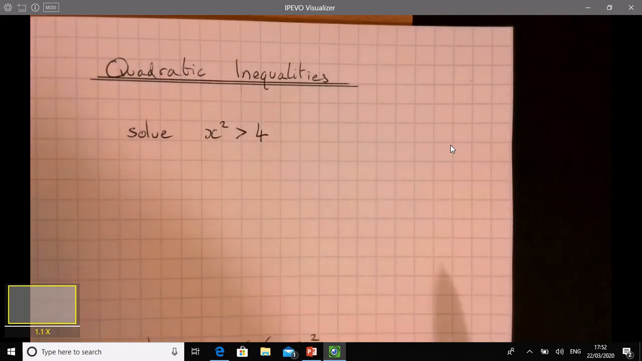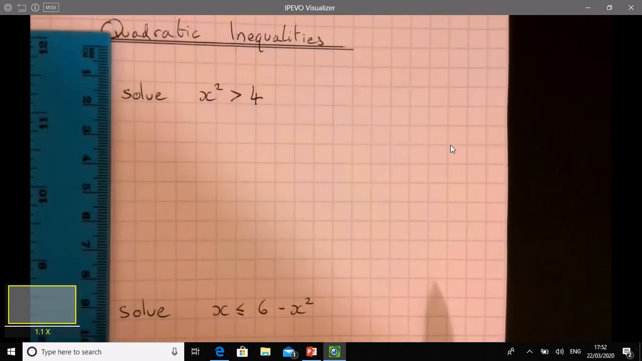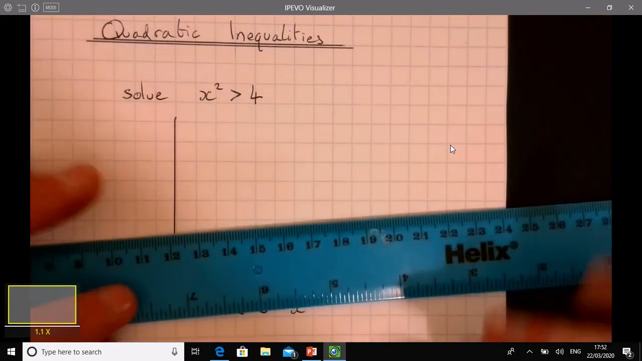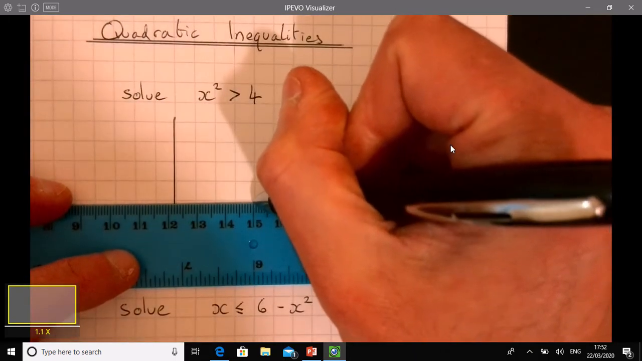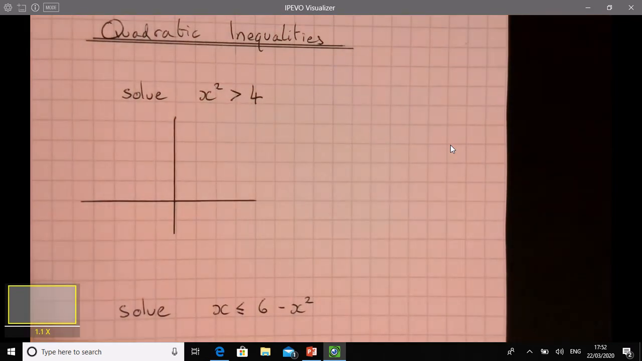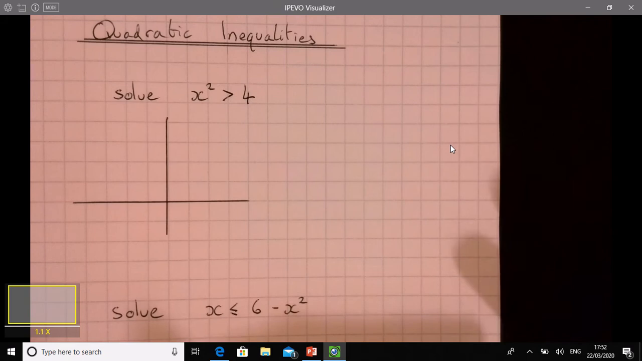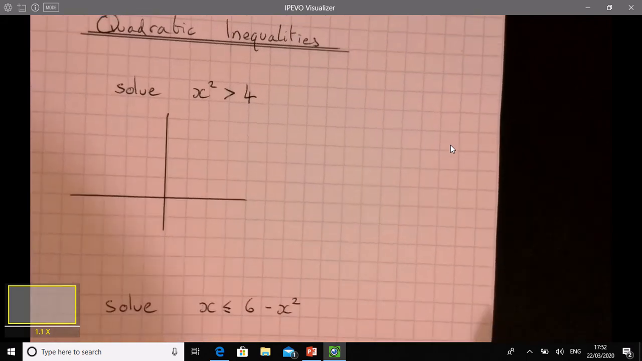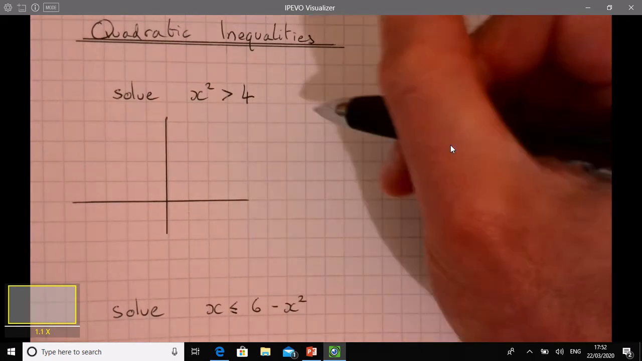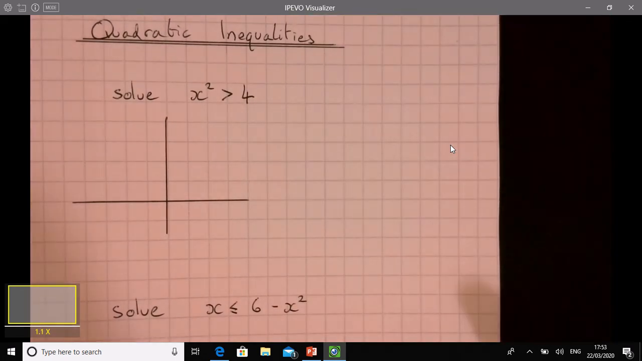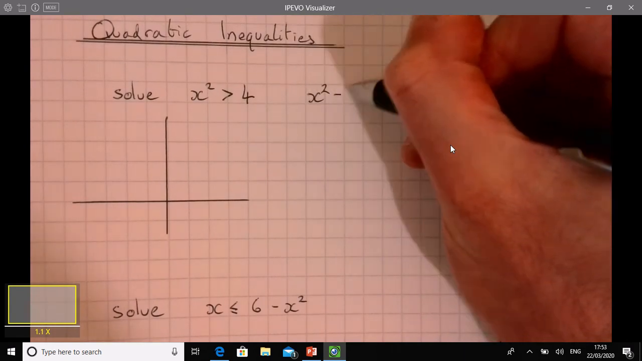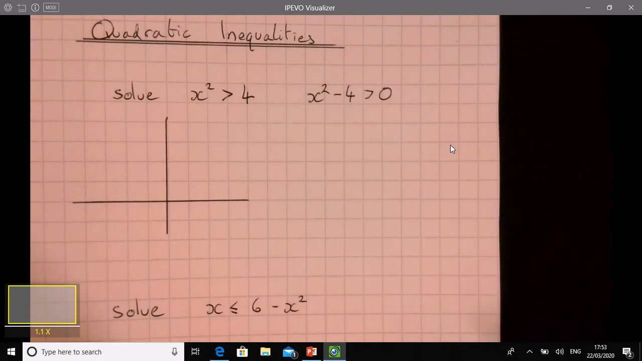Now, the easiest way, as so often is the case, is if we just draw a quick sketch in a moment, just to give us an idea of what's actually happening. I don't like x squared more than 4. Like with any quadratic, we'd normally make it equal to 0. So inequalities are no different really. If we take away 4 from both sides, it's a bit like an equal symbol. It's obviously not quite the same. But if I take away 4 from both sides, let's rewrite this: x squared minus 4 is more than 0.